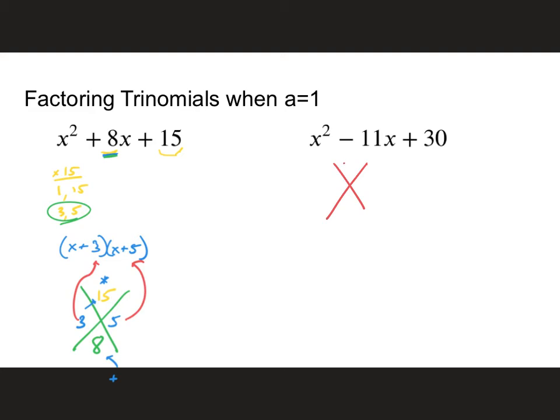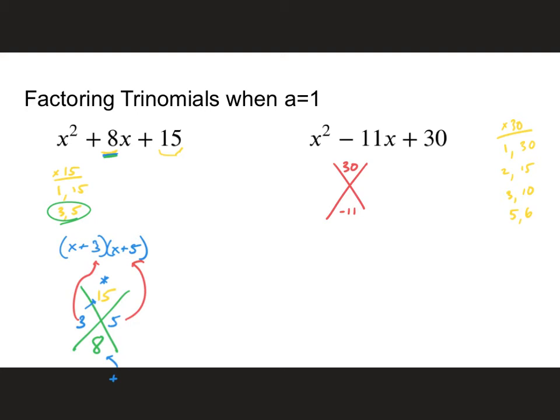I'm looking for numbers that multiply together to give me 30 and add together to give me negative 11. Let's see here. The numbers that multiply together to give me 30 but add together to give me negative 11. Numbers that multiply together to give me 30 are 1 and 30, 2 and 15, 3 and 10, 4 doesn't work, we have 5 and 6.